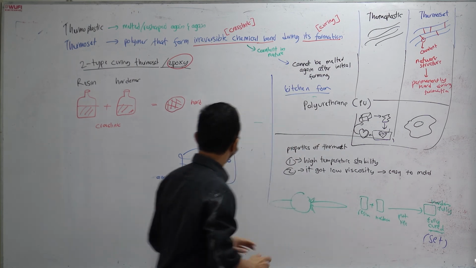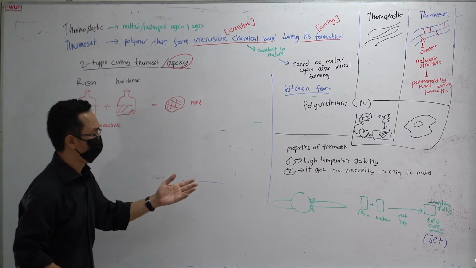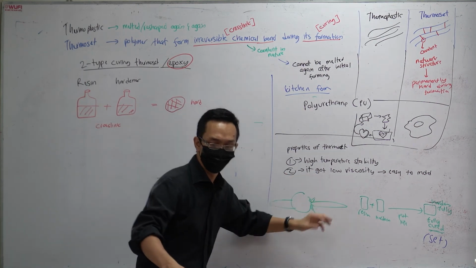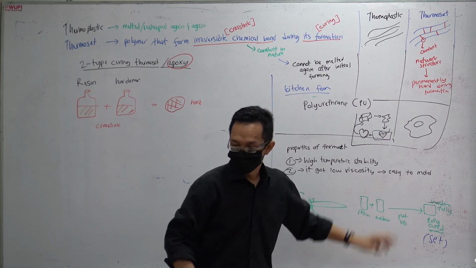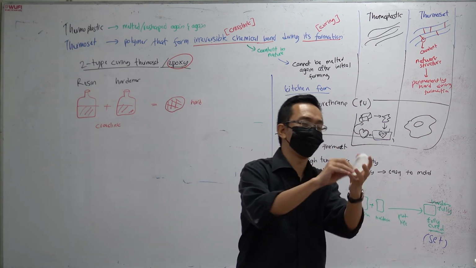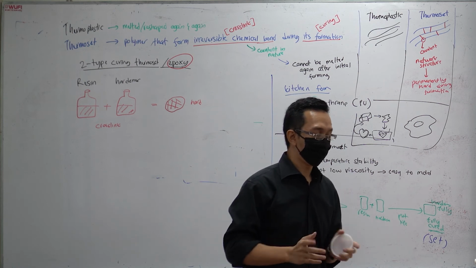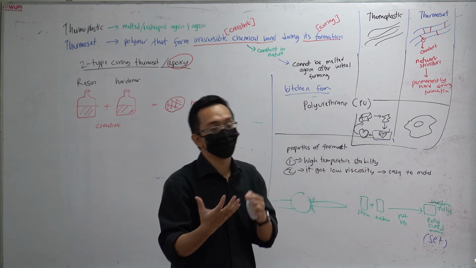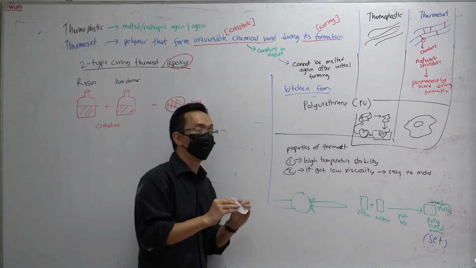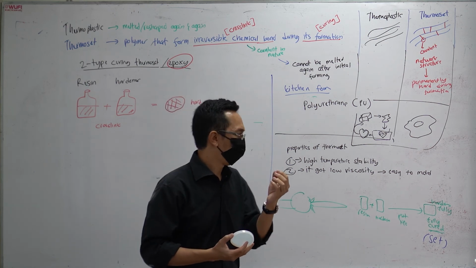So as you can see, one of the advantages of the Thermoset is that it has low viscosity, and that allows you to mold easily. If you have a mold like this, you can just pour it. For thermoplastic, you cannot do that. You need to heat it until it melts, so you need temperature to melt it first before you can mold. And it becomes very viscous.